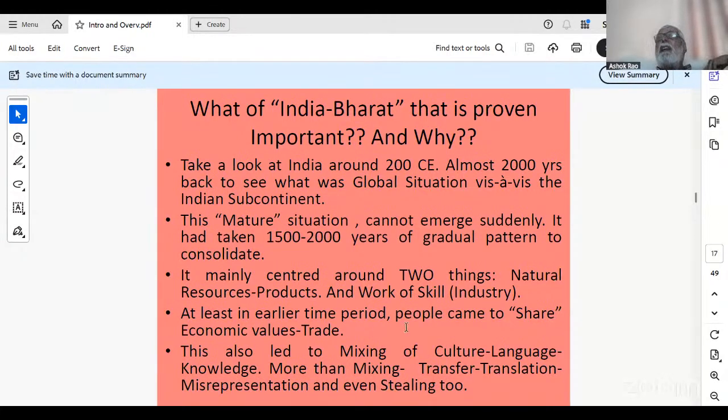At least in earlier time period, people came to share economic values, which is trade. This also led to mixing of culture, language, and knowledge. More than mixing, transfer and translation. We will see that later. Sometimes misrepresentation, and in many cases, stealing also. Stealing of knowledge happened.